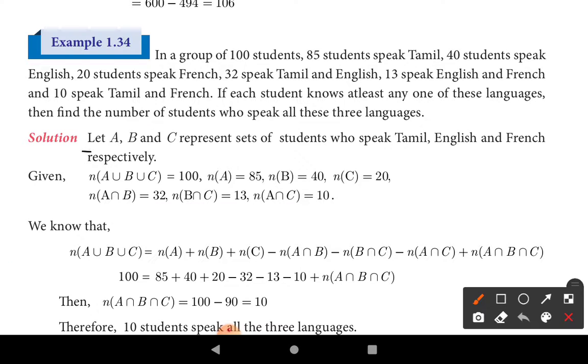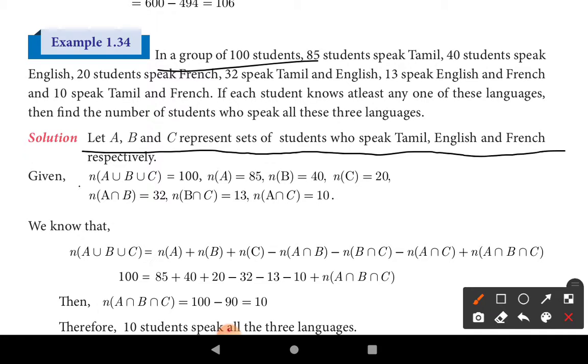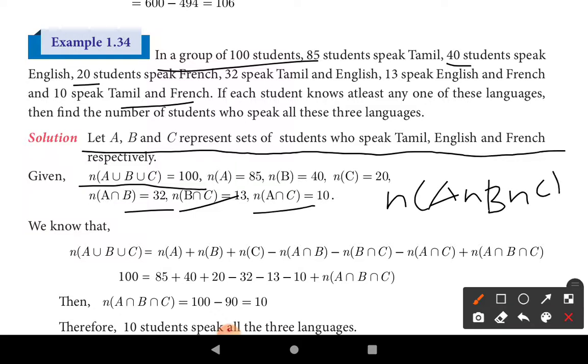So you see here, let A, B and C represent the sets of students who speak Tamil, English and French. So A is Tamil, B is English and C is French. Now 100 students, so number of A union B union C is equal to 100. Number of A is 85, number of B is 40, number of C, which means French, is 20, and 32 speak Tamil and English, which means A intersection B, and English and French, B intersection C, and Tamil and French, which is A intersection C, 10 people. Now what is the question? What you have to find is the number of people who speak all these three languages, which means we have to find the number of A intersection B intersection C. So this is what we have to find.